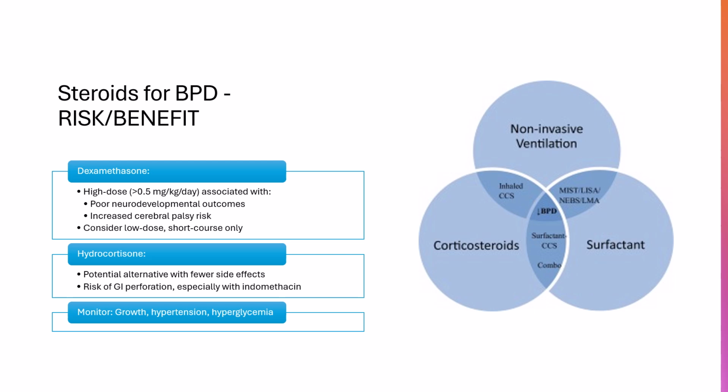Hydrocortisone is being studied as a potential alternative with possibly fewer side effects, though it carries risk of gastrointestinal perforation, especially when used concurrently with Indomethacin. Regardless of which steroid is used, careful monitoring is essential. Watch for hypertension, hyperglycemia, and effects on growth. Always use the lowest effective dose for the shortest time possible.